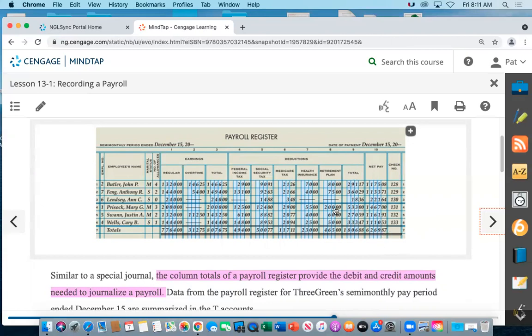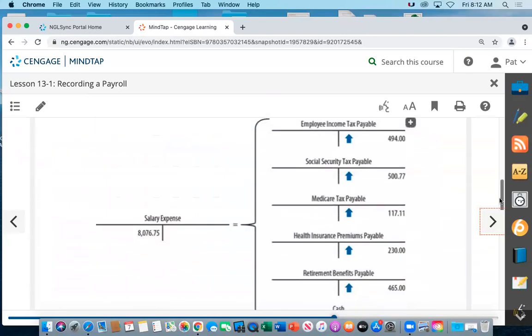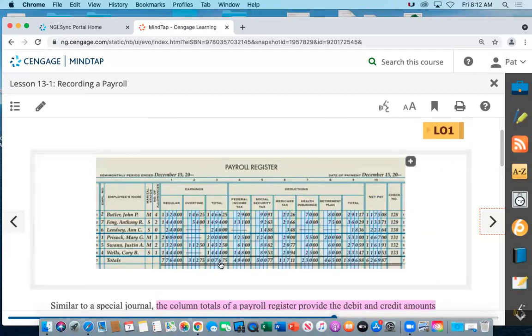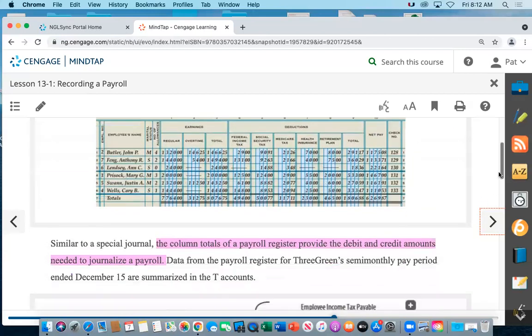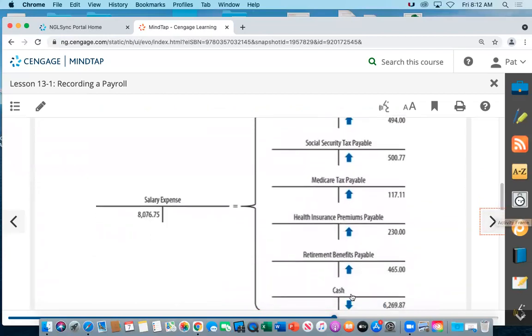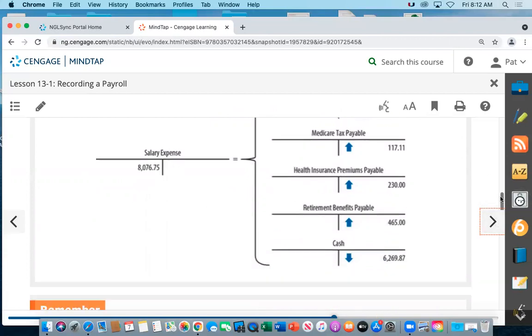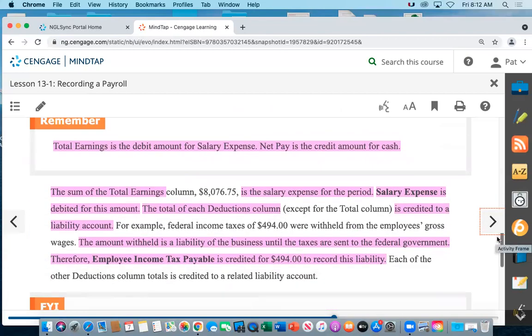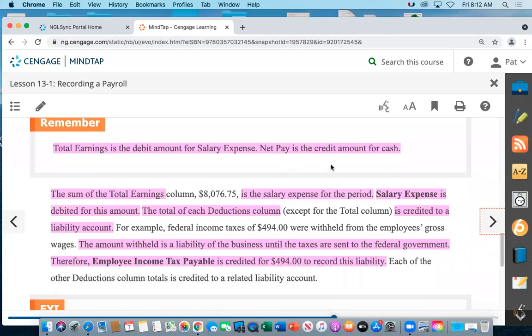We don't do anything with this total because we're listing all these individually, correct? So here, we're not doing the individual, we're doing the total. It's called salary expense. And over here, this total is not involved because we're doing all these individually. So that's what they mean. They say we take a lot of these column totals, not all, but a lot, and we journalize them. All these will be, when we pay these off, credits, and salary expense is the debit. Total earnings is the debit amount for salary expense. Net pay is the credit amount for cash. Those are just quick reminders.